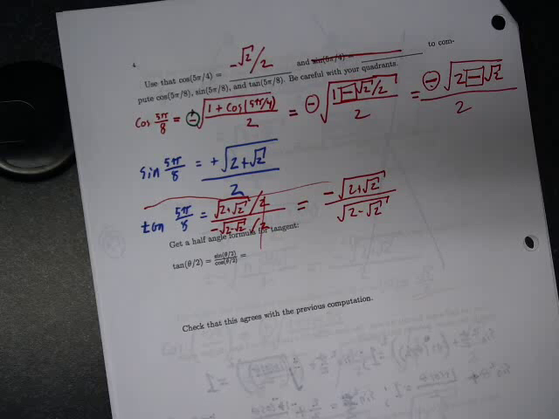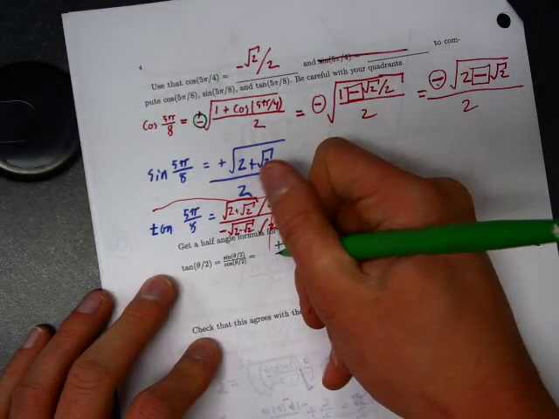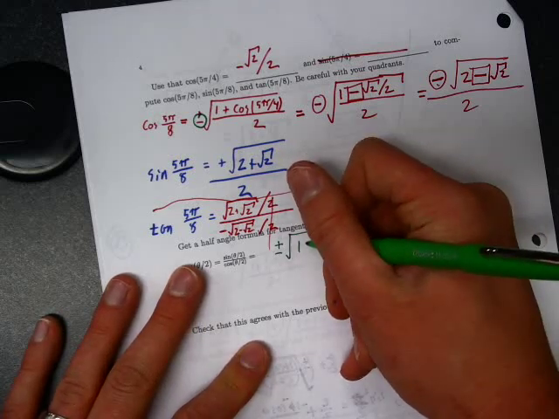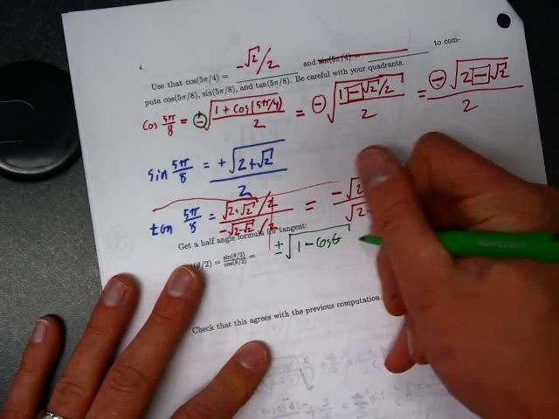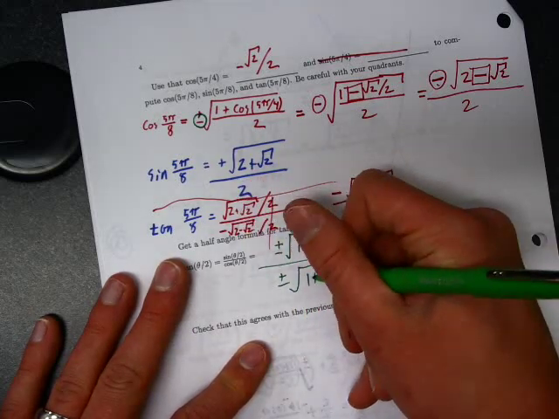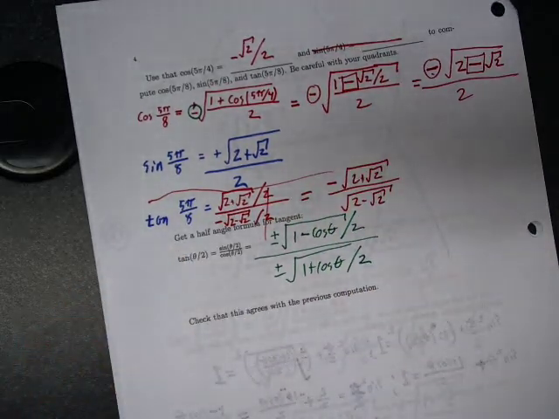Do you think we could do that, though, for any angle theta? Yeah. So let's do that. If you want to compute the tangent of theta over 2, it's the sine divided by the cosine, so it'll be plus or minus the square root of 1 minus the cosine of theta divided by 2, divided by plus or minus square root of 1 plus the cosine of theta all over 2. Just by looking at that formula, do you see any simplifications? The 2's cancel.